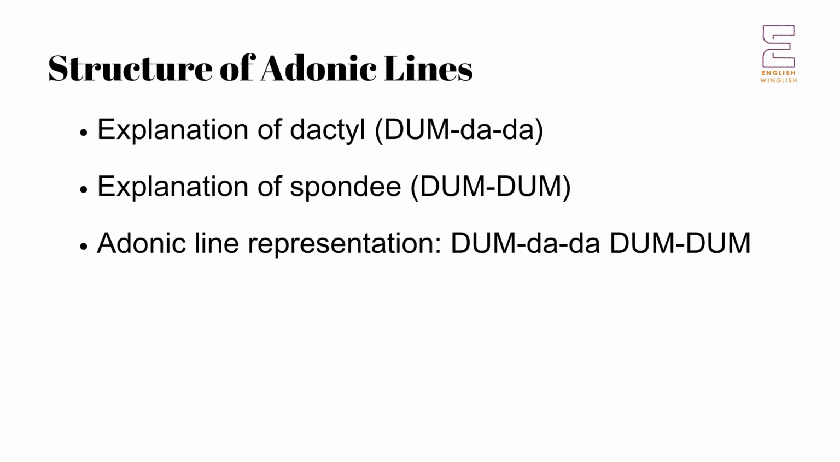Structure of Adonic lines. An Adonic line is composed of two metrical feet. Dactyl, a metrical foot with one stressed syllable followed by two unstressed syllables, for example, dum da da. Spondee, a metrical foot with two stressed syllables, for example, dum dum. Thus, an Adonic line can be represented as dum da da dum dum.